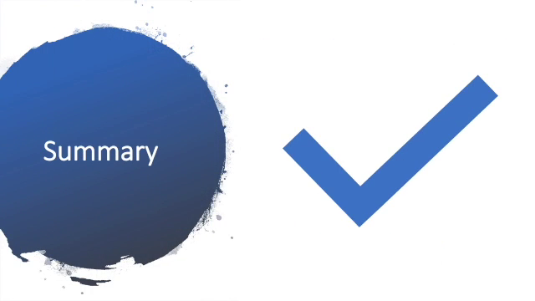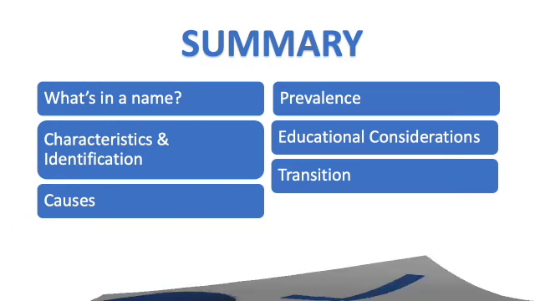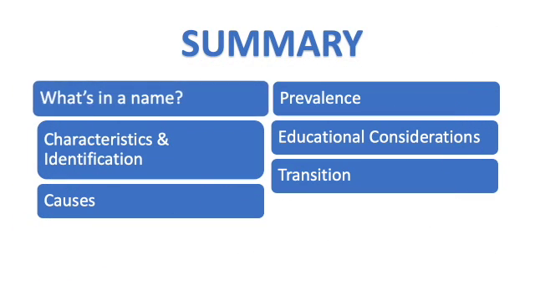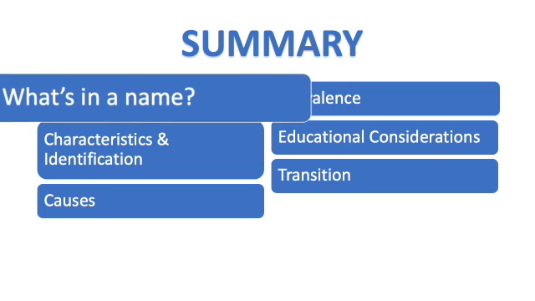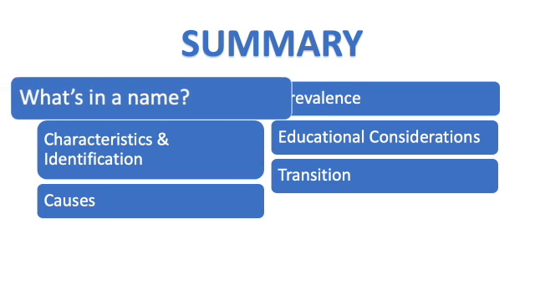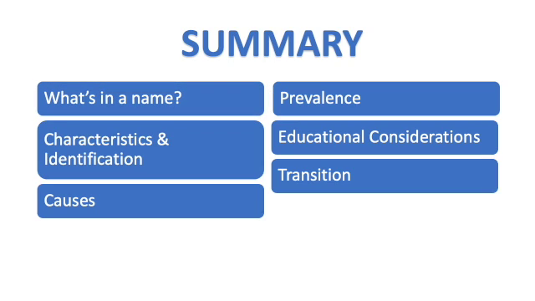So let's look at everything we've learned in this video. We started the presentation by looking at what's in a name. We learned that in the past, people with intellectual disabilities were called mentally retarded, but that term was not putting the person first, so it was changed to intellectual disabilities.